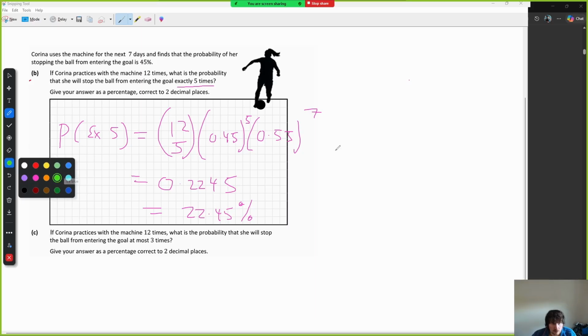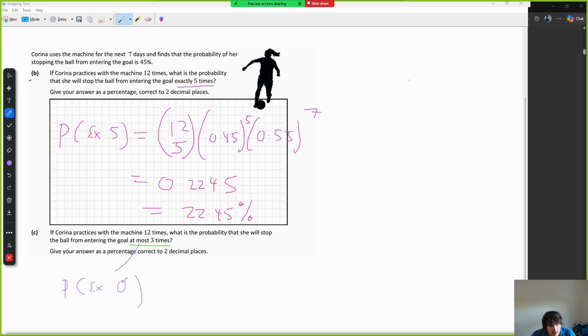Another interesting one here in part C. Again, she uses the machine 12 times, but what is the probability that she will stop the ball from entering at most 3 times? Definitely pause the video and give that a go. At most 3 times is defined as this: it's the probability that she will stop the ball at most 3 times. So it's the probability of exactly 0.